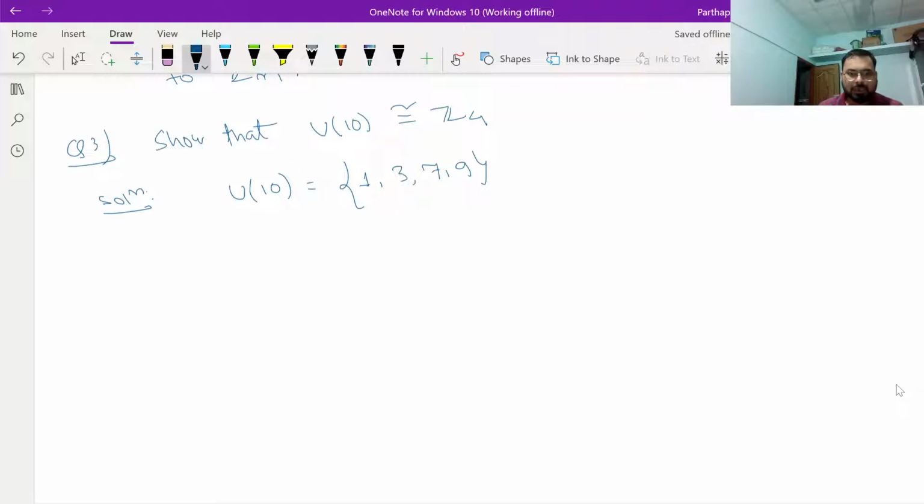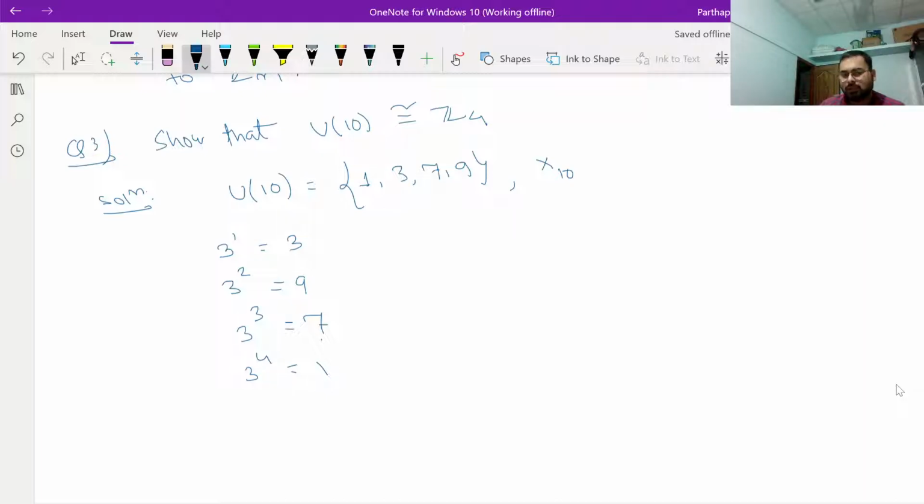Okay. Now we see that 3 to the power 1 means 3. Now this is a group under multiplication modulo 10. You all know U10 is a group under multiplication modulo 10. Now what is 3 square? 3 square means 9. What is 3 cube? 3 cube is 7. How? 3 cube means 3 into 3 into 3, 27. Since 27 is greater than 10, we will divide 27 by 10. The remainder will be the answer. So remainder is 7. So 3 cube is 7. Like 3 to the power 4 is 1.